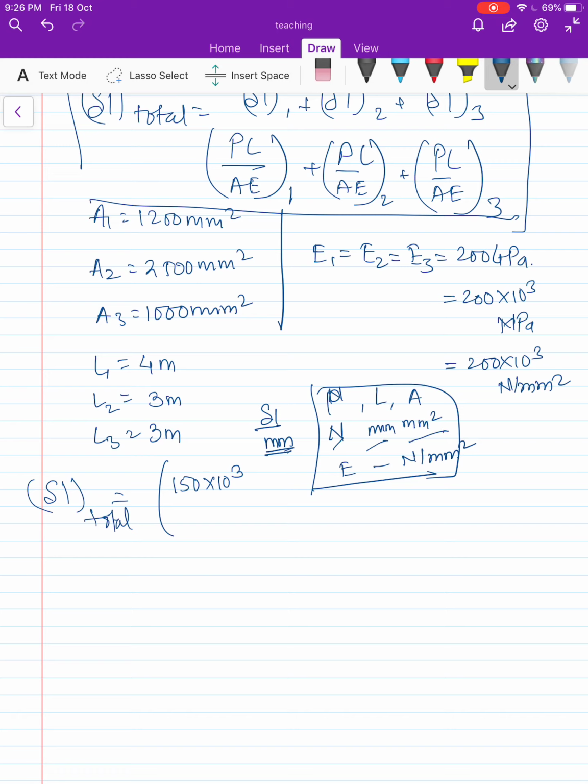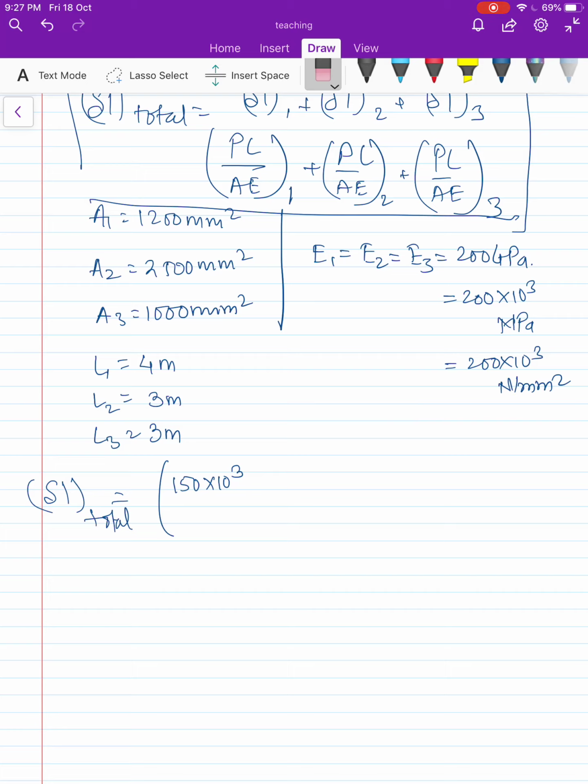Now let's try to put these values. 150 is in terms of kilonewton, so we will convert it into Newton. Next, length is given in terms of meter, we will again convert it into millimeter, so 4 into 10 to the power 3 millimeter. Next, A is given as 1200 mm square, it will remain as it is. E is given as 200 into 10 cube, so it will be Newton per mm square.